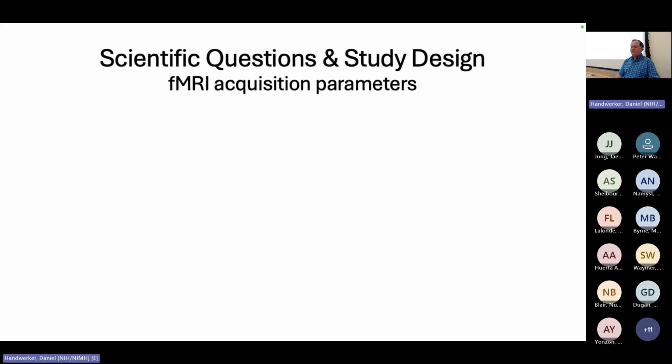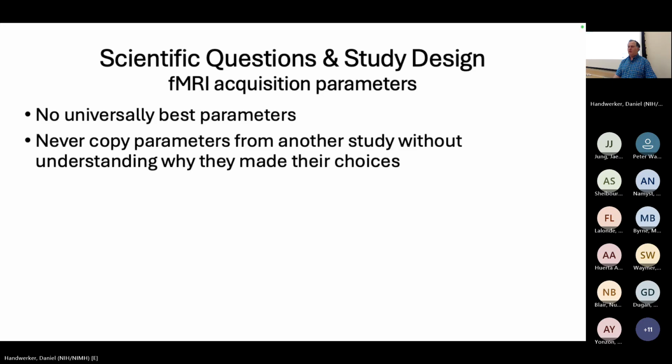For the next couple slides, I'm going to be focusing on how to think about fMRI acquisition parameters specifically, with some general stuff and then just a few specific examples. If there's any take-home message to get from this section, it's there are no universally best parameters for an fMRI study. And take-home message number 2 is never copy parameters from another study without understanding why they made their choices.